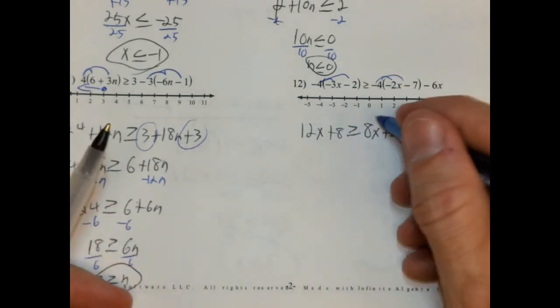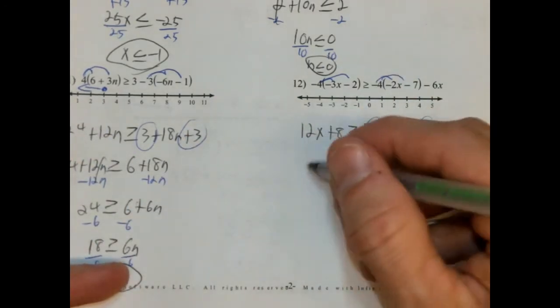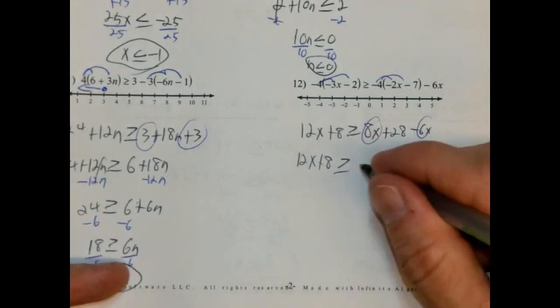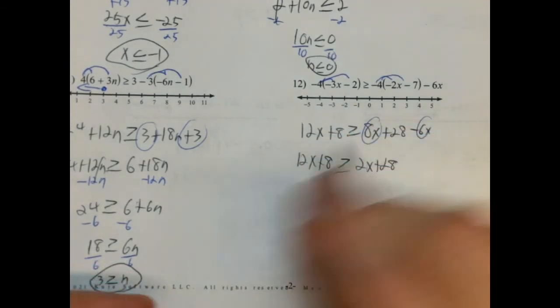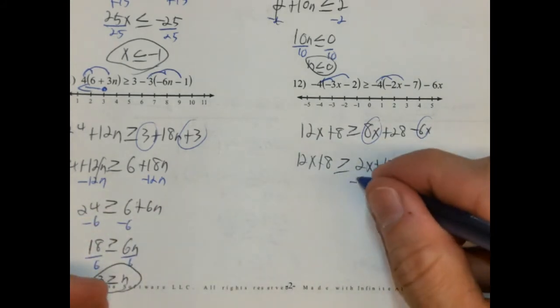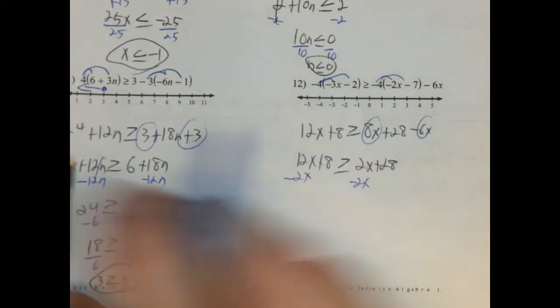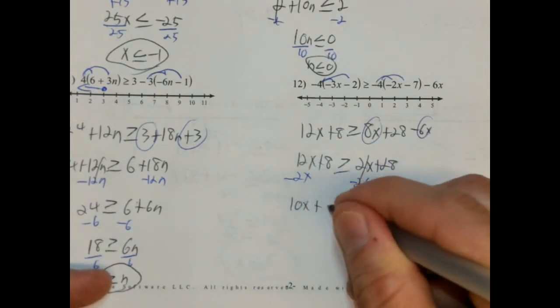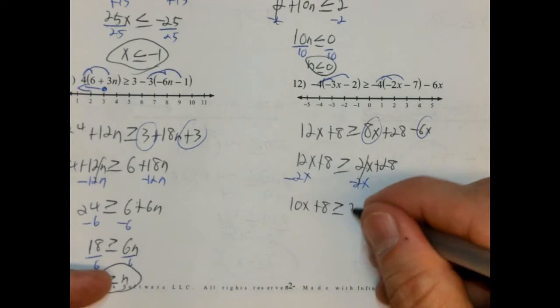So let's combine some like terms here. We have 8x and negative 6x. So this stays the same over here. 12x plus 8 is greater than or equal to 8x take away 6x is 2x plus 28. Now let's move the 2x because that's the smaller one. So subtract 2x, subtract 2x. This goes away. 12x take away 2x is 10x. Plus 8 is greater than or equal to 28.